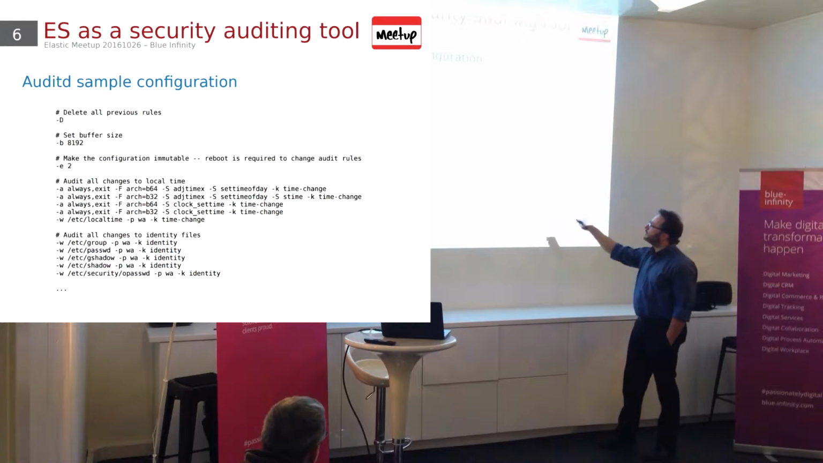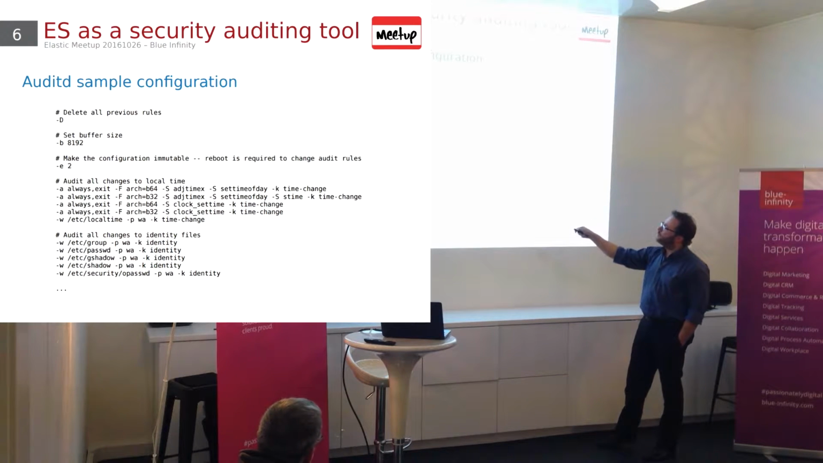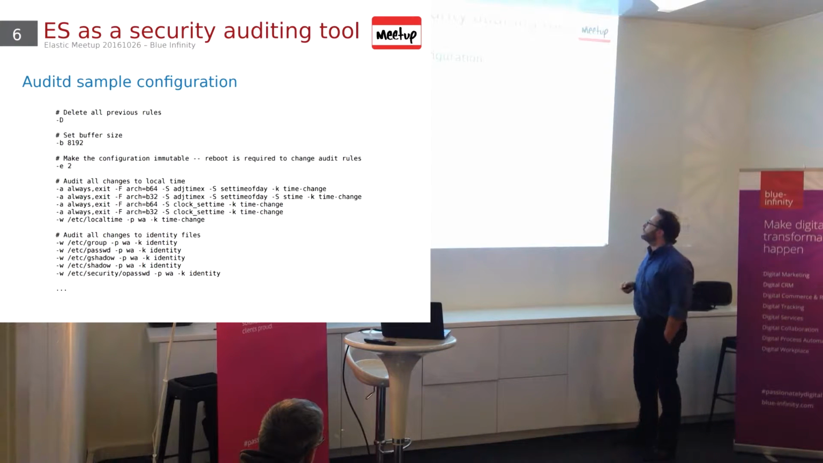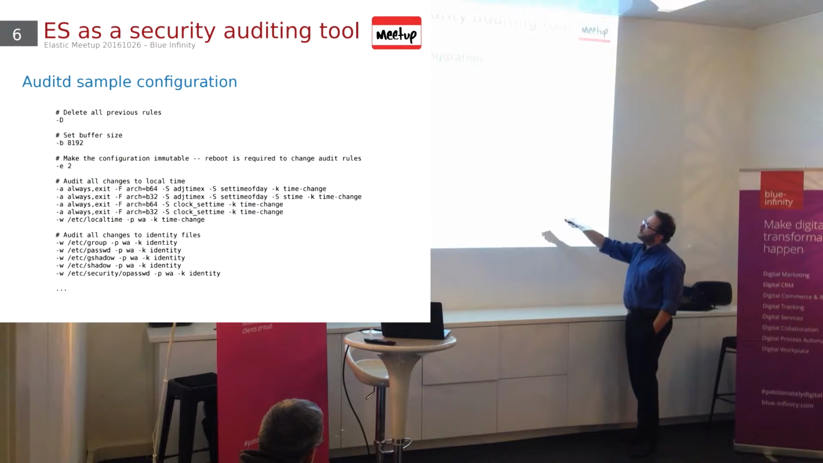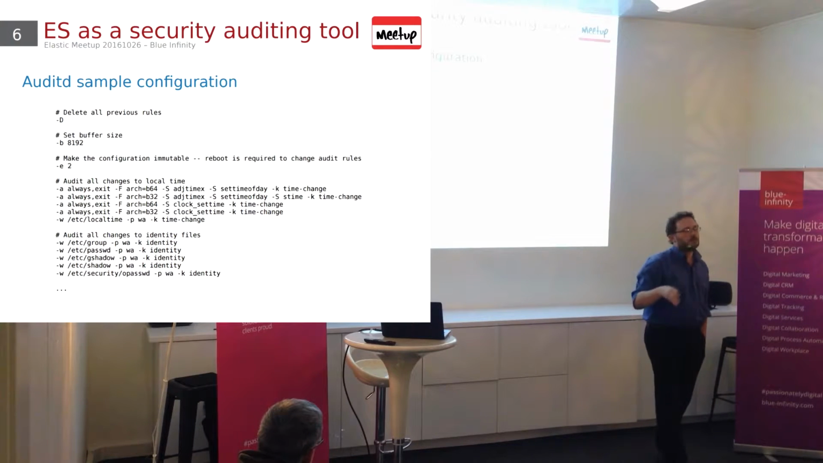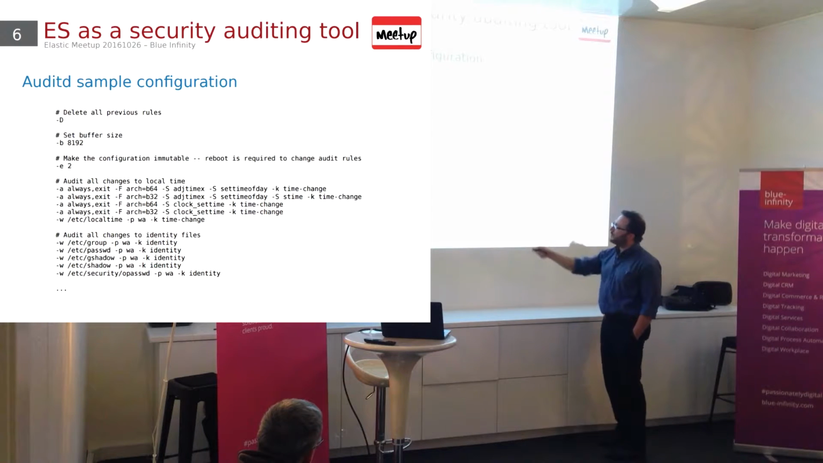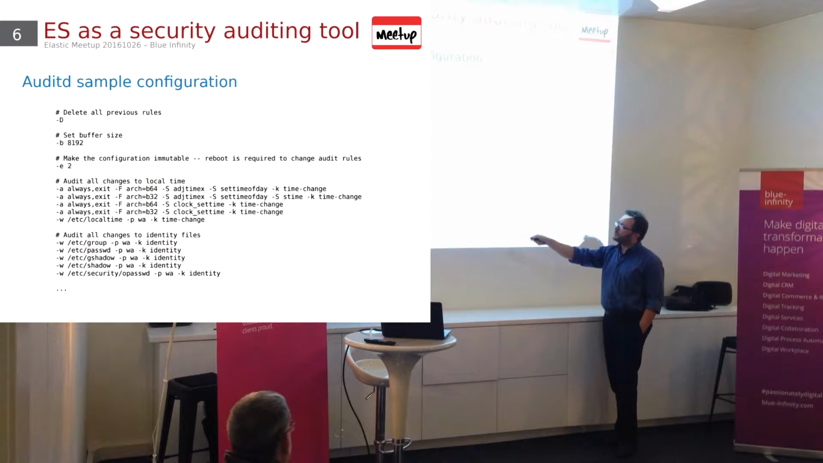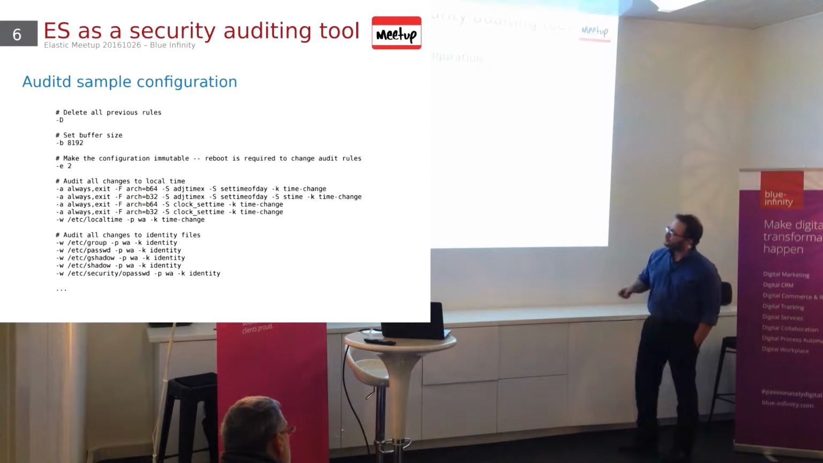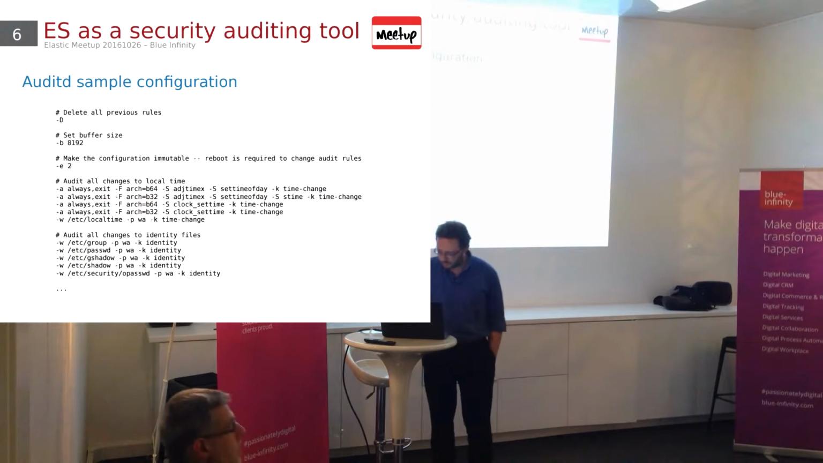So okay, it's a bit complicated. I'm not going to explain everything, but basically what we say is that whenever we call the system calls to set the time or to change the clock, or if we write to etc local time, which is the file where we store the time zone, then we log an audit event. Here we say to audit log an event whenever there is a modification to etc group or etc password or one of those other files. So this is how audit works.